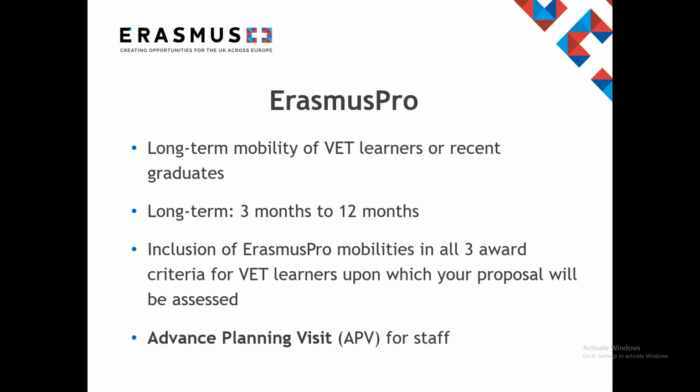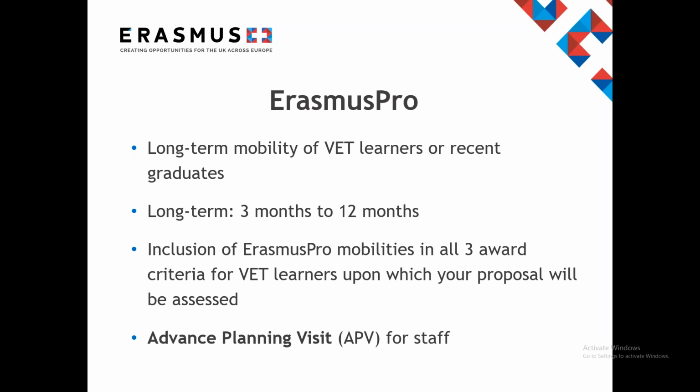The recruitment and selection of participants for long-term mobility would also need to be considered. If you're planning to integrate ErasmusPro mobilities into your proposal, you can request funding for a short advanced planning visit, APV, for staff involved in the organisation of the ErasmusPro activities and in a working relation with the sending organisation or consortium member to visit a host partner in order to facilitate interinstitutional cooperation, better prepare the mobilities and ensure their high quality, i.e. in order to arrange the logistics of ErasmusPro mobilities.